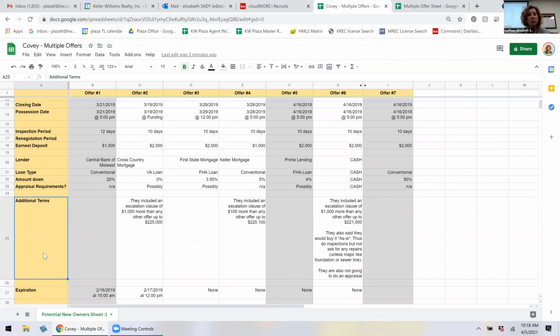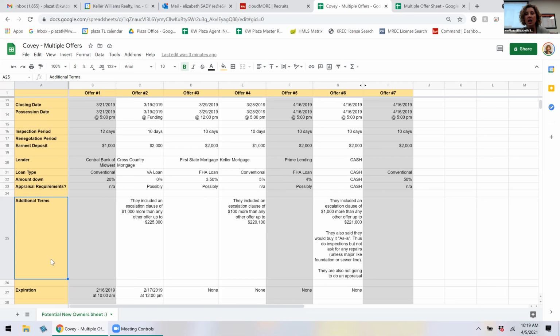Next section, additional terms. This is where I would include anything when it came to the escalatory addendum, any additional terms if they were asking for the sellers to do anything to the property. I also have in here where I'm including that the buyer was buying it as is and not asking for any repairs. I just had that as a general, like, let's talk about how this one is different than other offers.